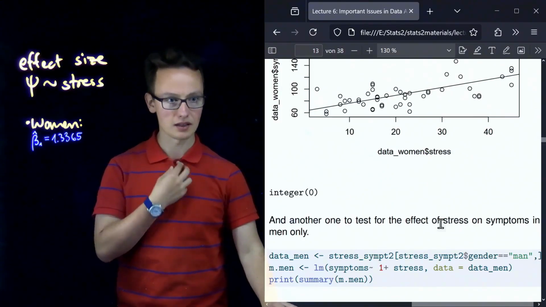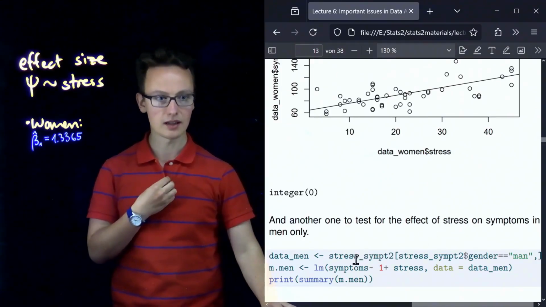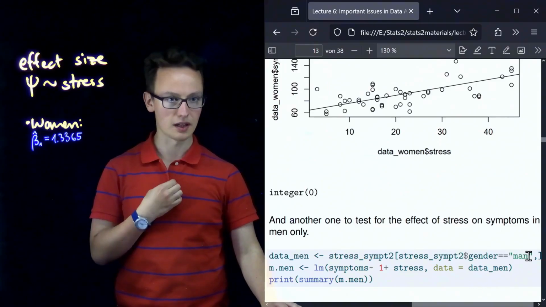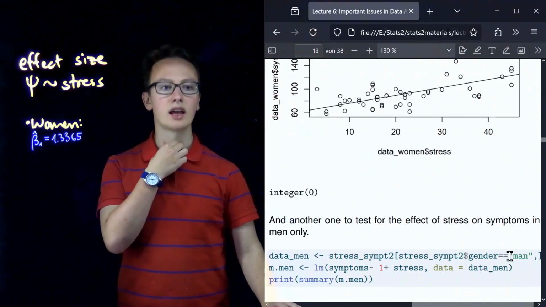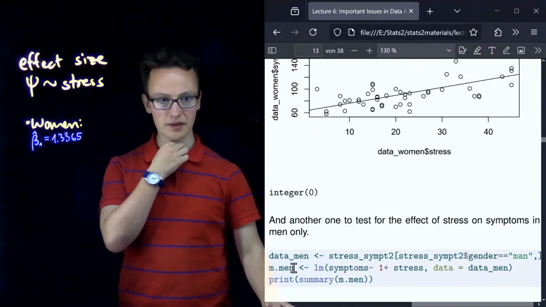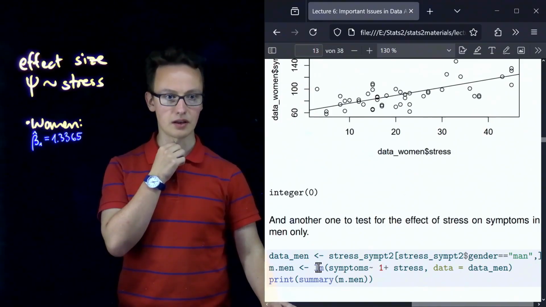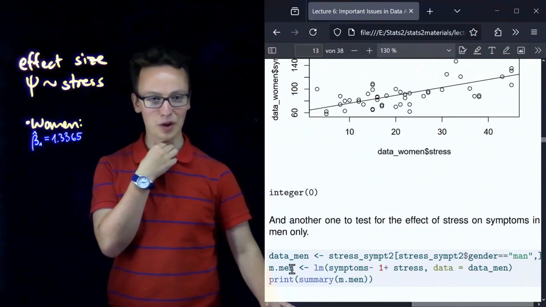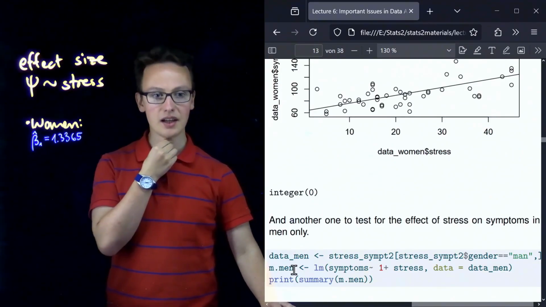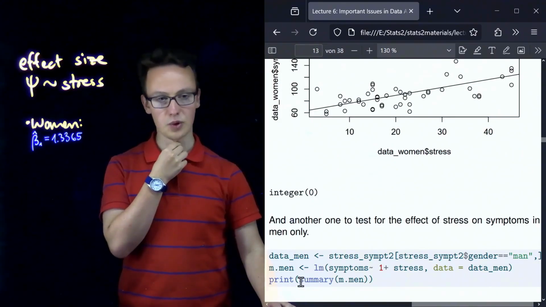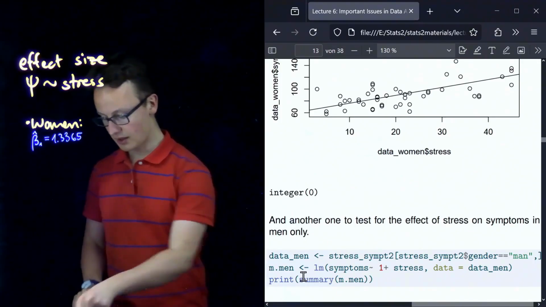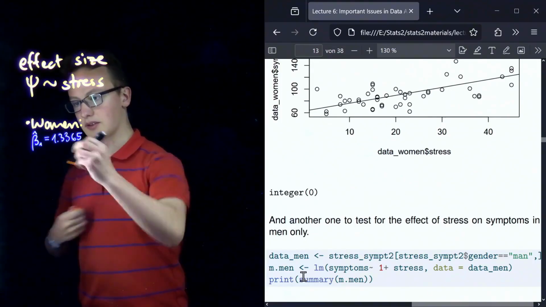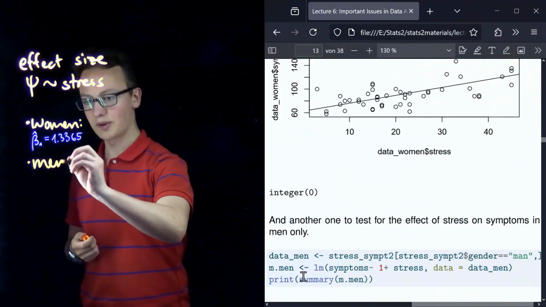So we can create a new subset of the data, which is just about the data that pertains to men but not to women. And I could save this again in a model, run the model and save it into a variable called m.men in this case. And I can now print out the model summary again to see what I got here. So for the men, I could note down what the slope will be.